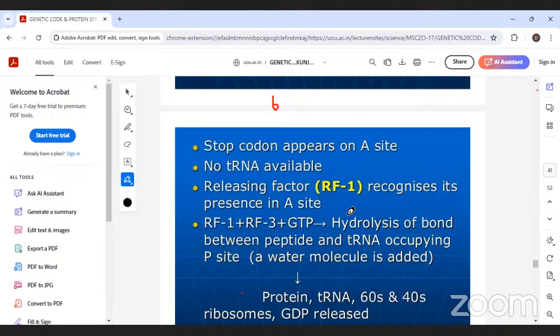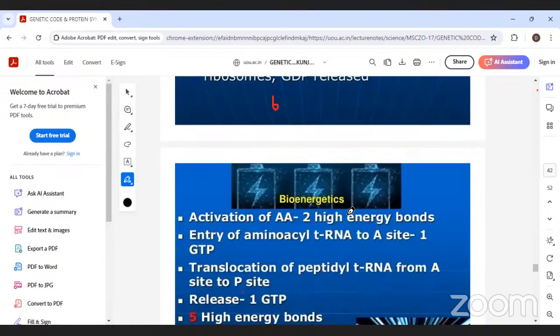RF1, RF3 and GTP: these three hydrolyze the bond between the peptide and the tRNA occupying the P site. A water molecule is added. The protein, tRNA, and the 60S and 40S ribosomes are released, and GDP is released.